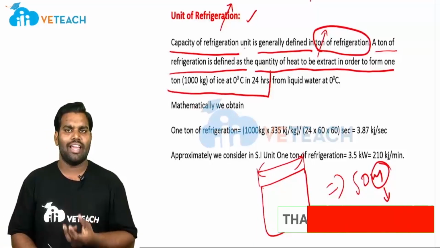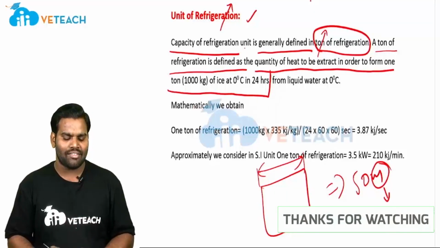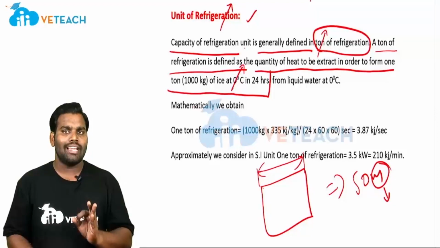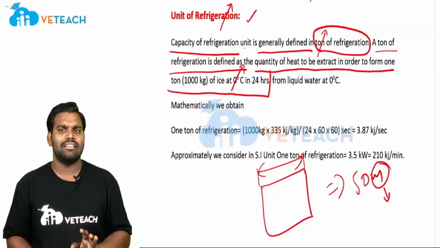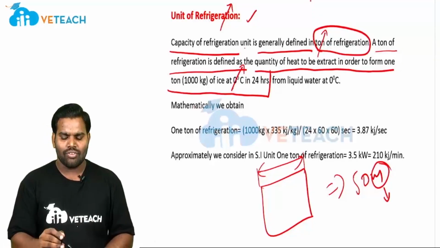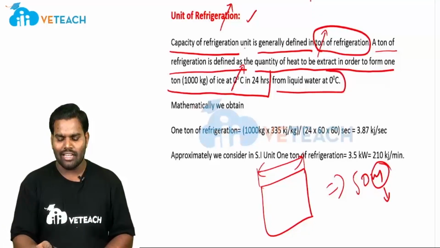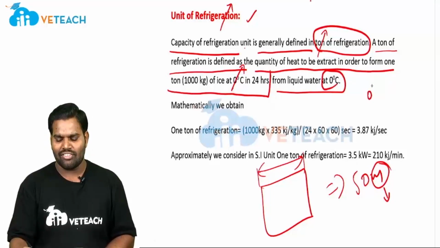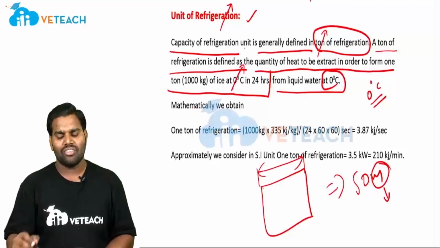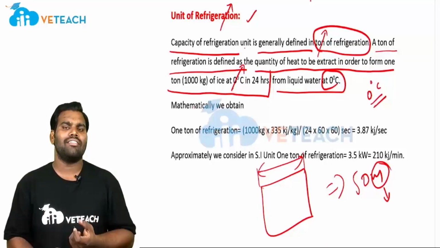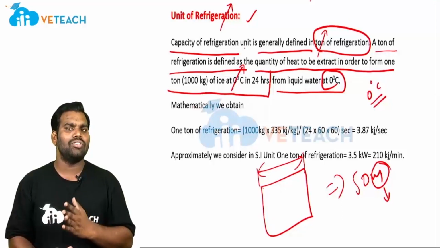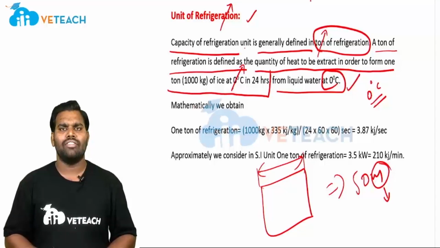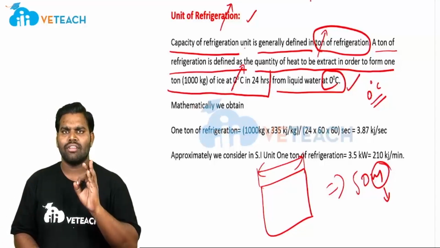That means if we take a certain amount of a substance, its temperature is considered as 0 degrees Celsius for the entire 24 hours. That is considered as 1 ton of refrigeration. So we take the substance as liquid water at 0 degrees Celsius. If it were considered as ice, it would definitely go to a negative temperature. So maintaining 0 degrees Celsius is considered in terms of a liquid.